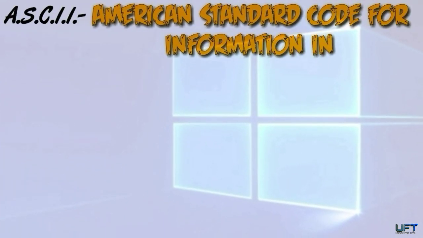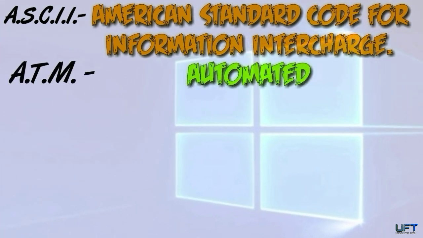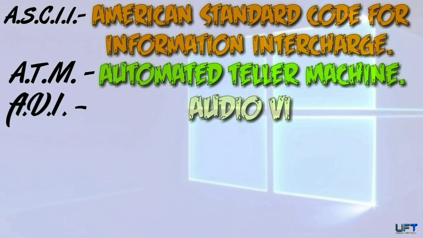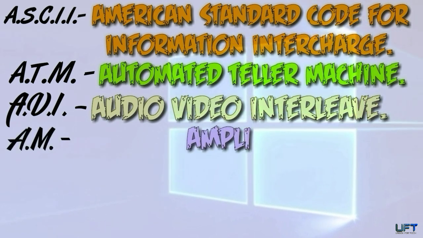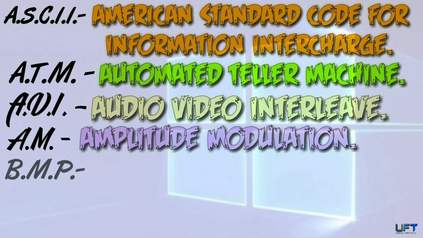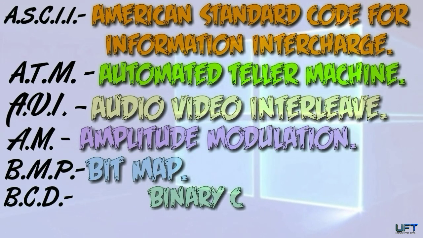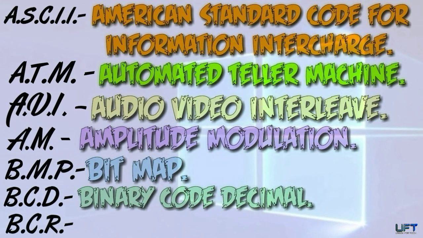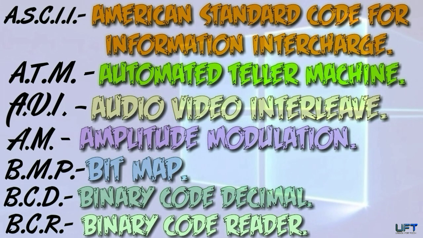ASCII stands for American Standard Code for Information Interchange. ATM stands for automated teller machine. AVI stands for audio video interleave. AM stands for amplitude modulation. BMP stands for bit map. BCD stands for binary coded decimal. BCR stands for bar code reader. So let's go to the fourth page.